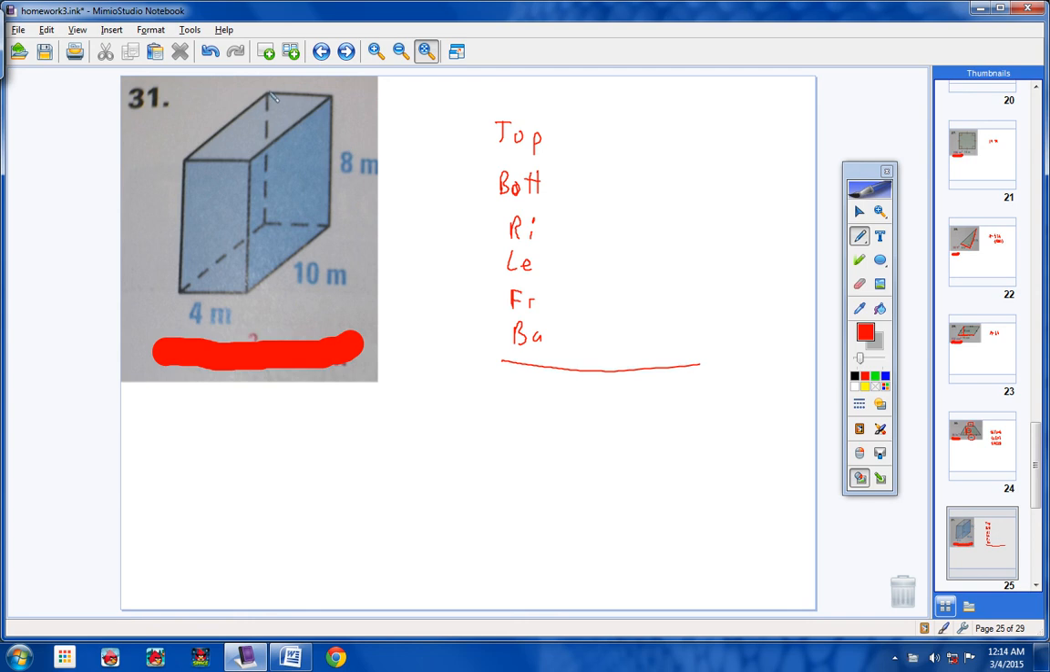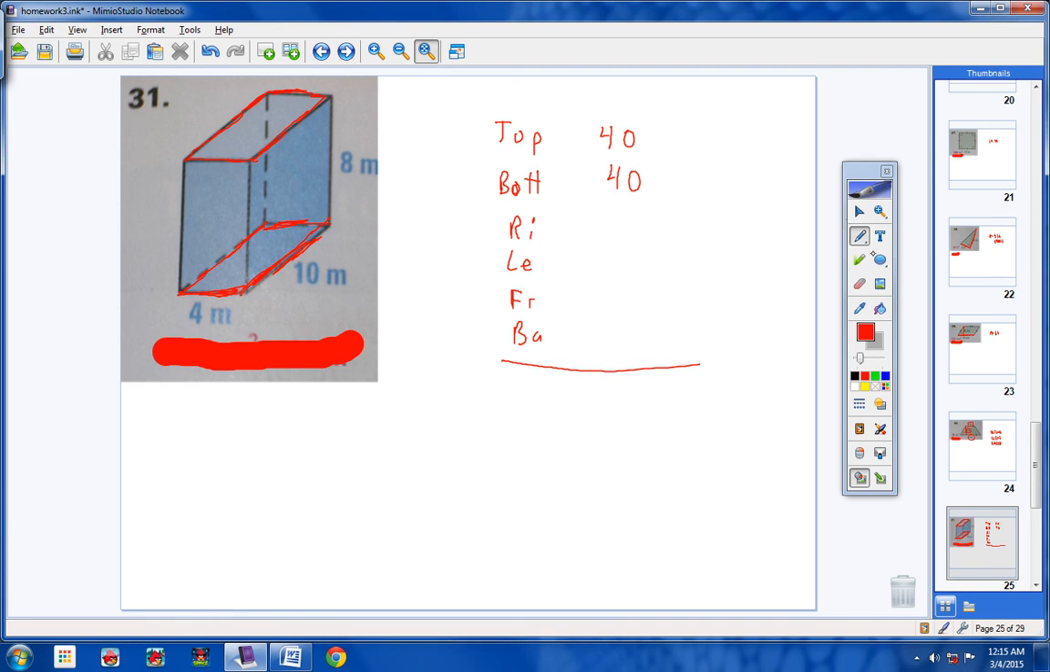Now the top of my rectangular prism is obviously the same as the bottom. Now both of these are rectangles. In order to find the area of a rectangle, it's length times the width. So 4 times 10. So the area of the top and the bottom is going to be 40 and 40.